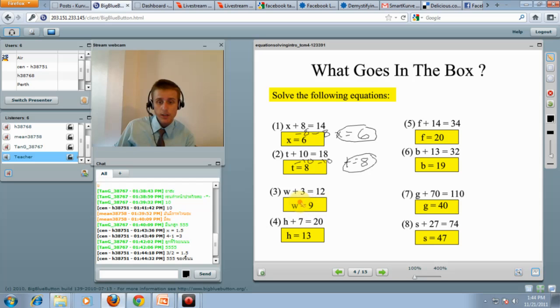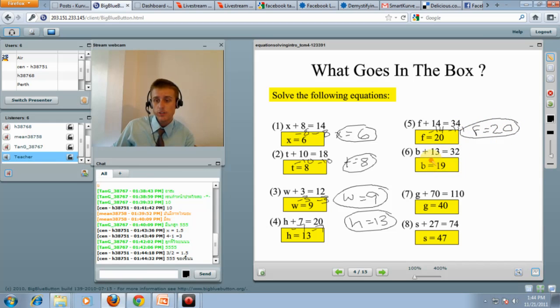Number 3, you subtract 3 from both sides to have the w alone. W equals 9. Number 4, go ahead and subtract the 7 from both sides. H equals 13. Number 5, subtract 14 from both sides. F equals 20.